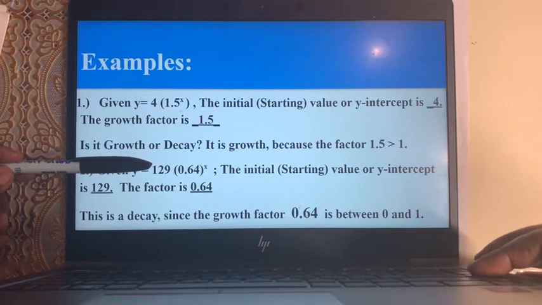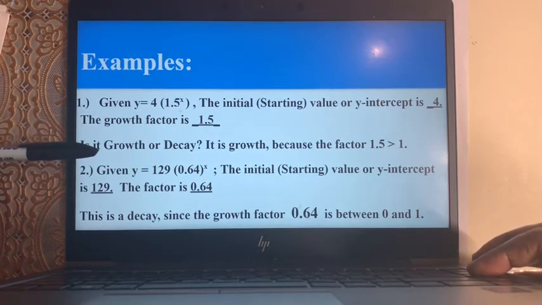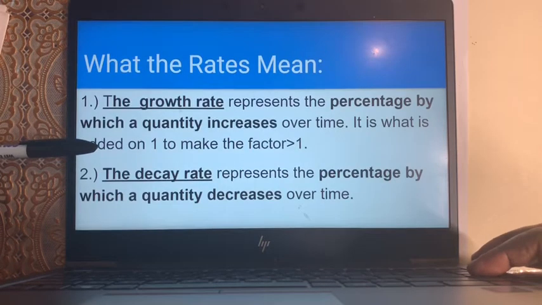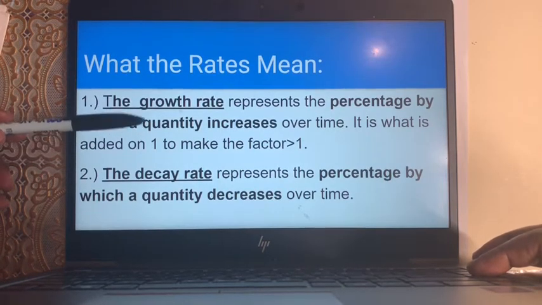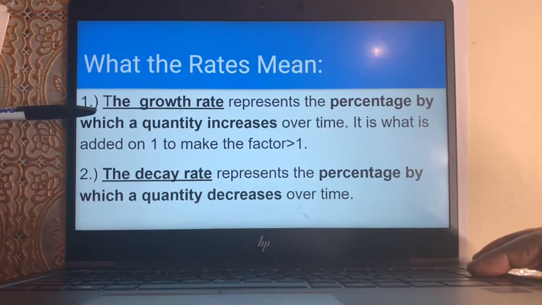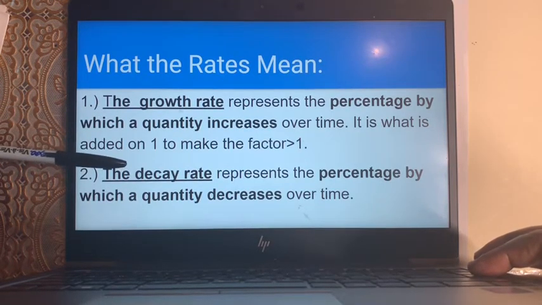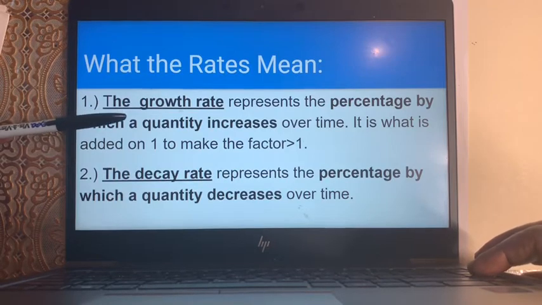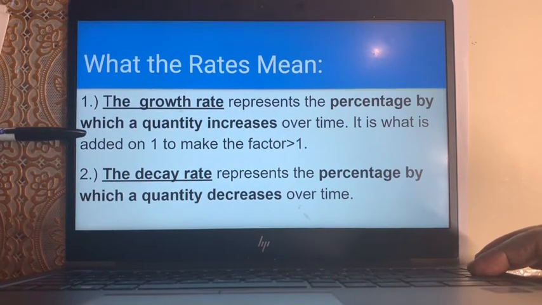Now let's see different examples for this. Before we see examples, we want to bring into attention what the rates are. What do we mean by the growth rate and the decay rate? The growth rate is the percentage by which a quantity increases over time. It is what is added to 1 to make the factor greater than 1.